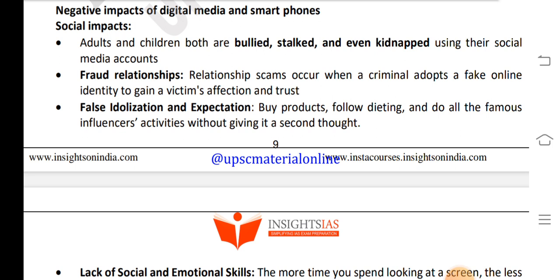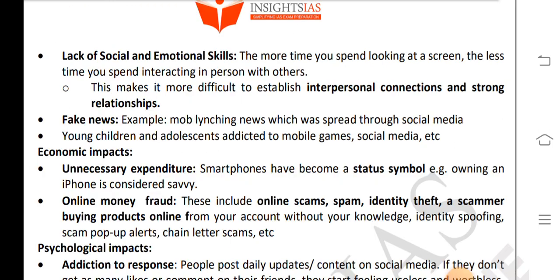Adults and children are both bullied, stalked, and even kidnapped using their social media accounts. Fraud relationship scams occur when criminals adopt a fake online identity to gain victims' affection and trust. False idealization and expectations: people buy products, follow diets, and do all the activities of famous influencers without giving it a second thought.